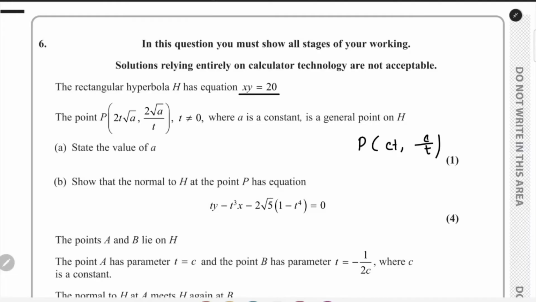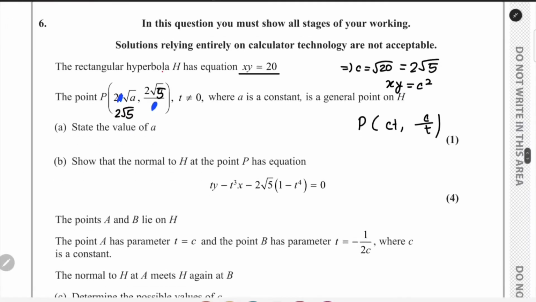where xy equals c squared. So c will be root over 20, or 2 root 5. Now if I look closely, if I remove the t, I'm left with 2 root a. This can be compared with 2 root 5 over here. Also, if I remove the t over here, we have c by t. So the top is c, so 2 root 5 over here. So in this case, the value of a is 5.